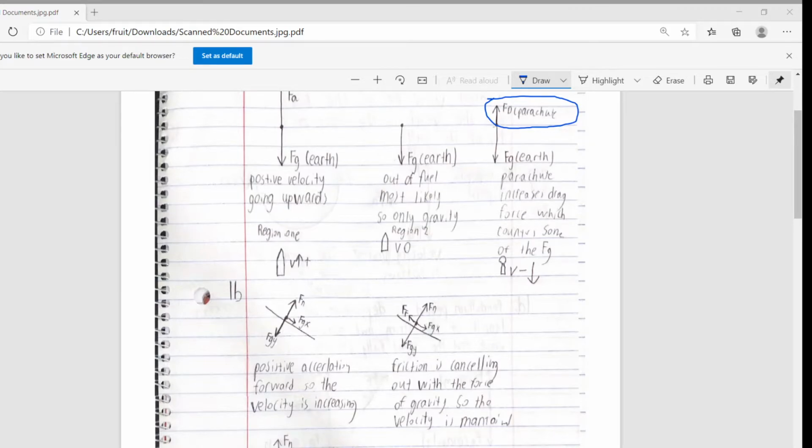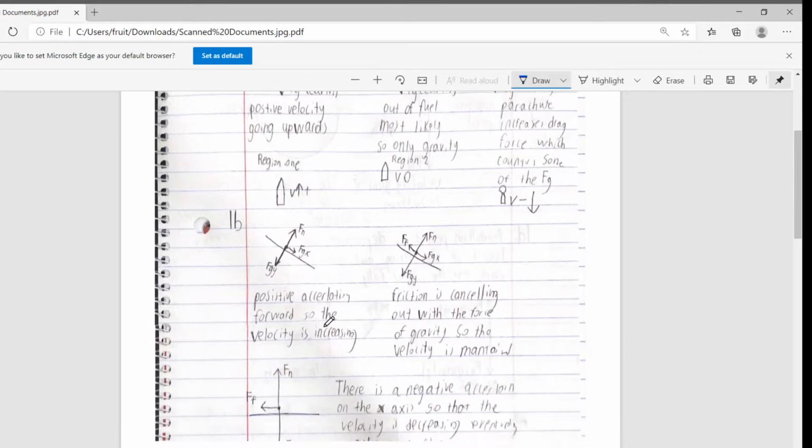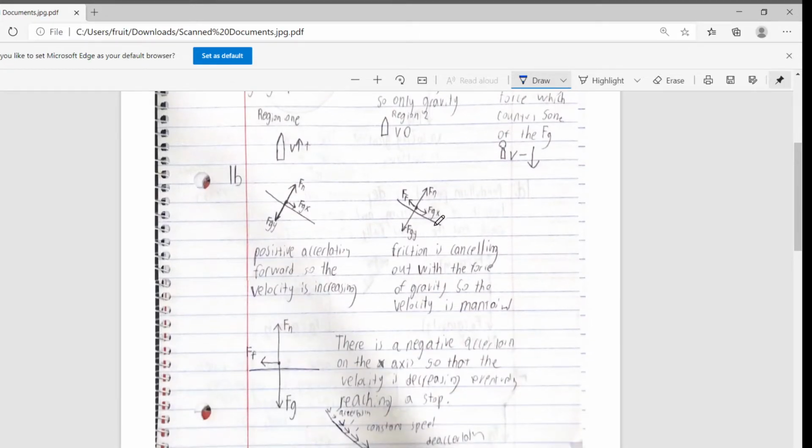For 1B, the question says a skier starts at the top of an inclined hill at a certain angle, and then moves down the hill, speeding up at first, and then moving at a constant speed. After a while, the skier reaches a point where the hill's incline gradually flattens out to be horizontal. Finally, somewhere along the horizontal region, the skier comes to a stop. So I once again separated into two different regions.